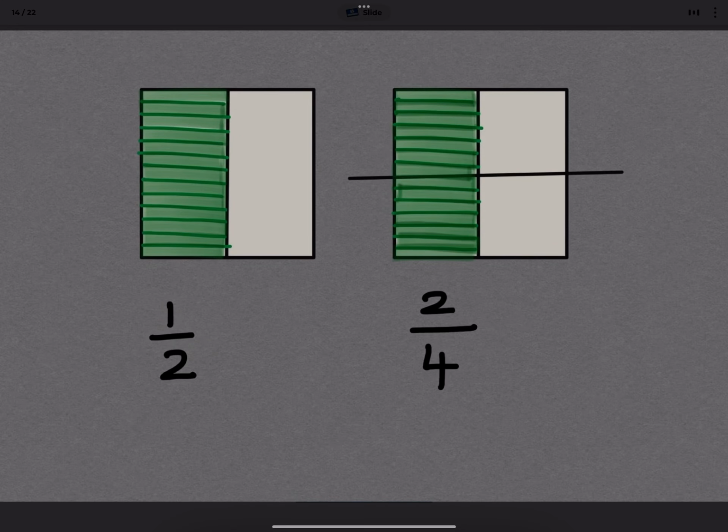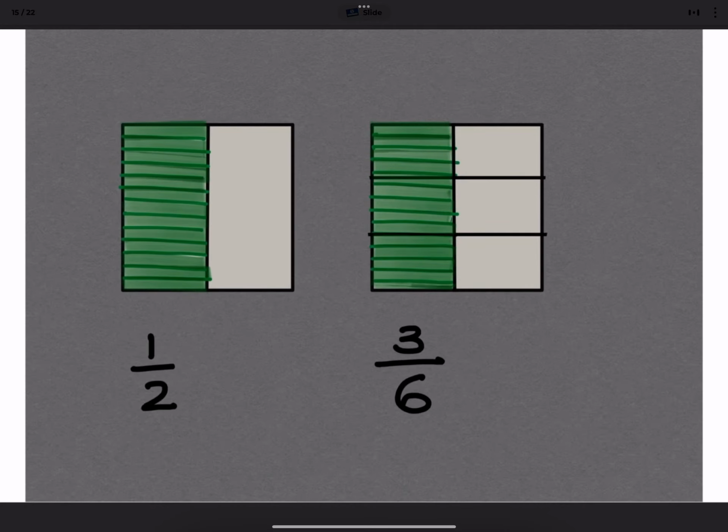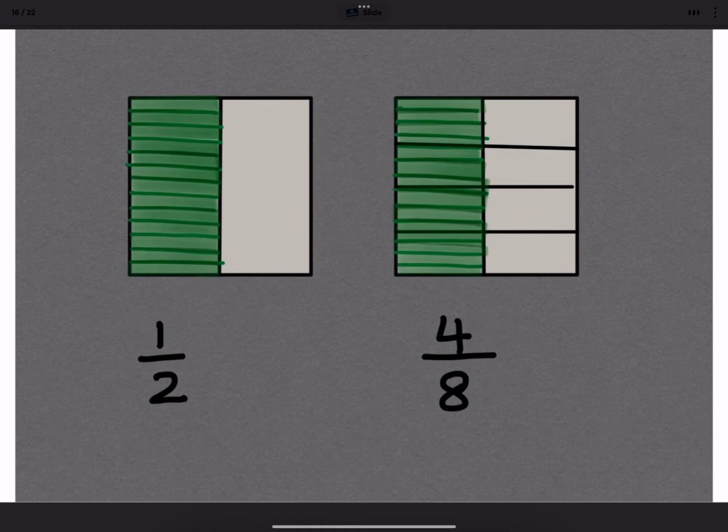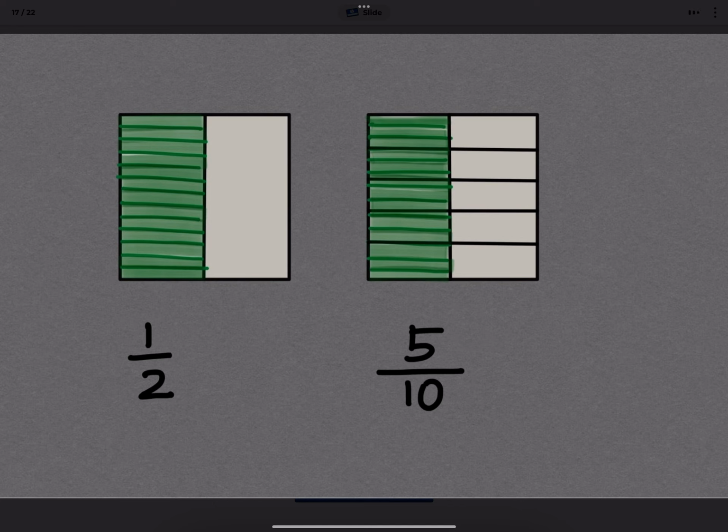Do you know that fourths has twice as many units as halves? The fraction 1/2 is equal to the fraction 3/6. The fraction 1/2 is equal to the fraction 4/8. The fraction 1/2 is equal to the fraction 5/10.